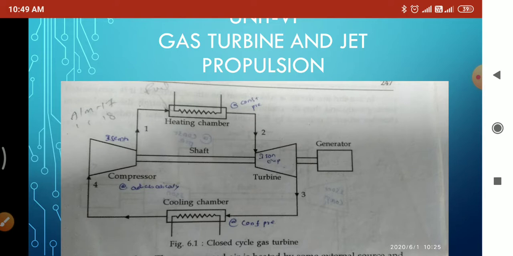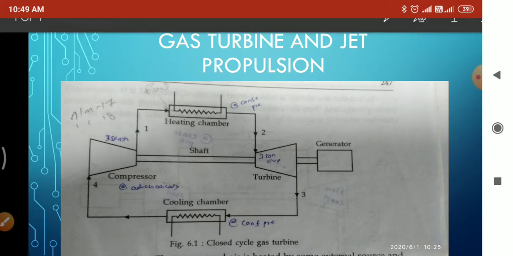And second is according to the process of heat absorption, meaning when the gas absorbs the heat. In that, first is constant volume gas turbine, and second is constant pressure gas turbine, meaning we supply the heat at constant volume, and in the second we supply the heat at constant pressure. These are the two types of gas turbine according to the process of heat absorption.